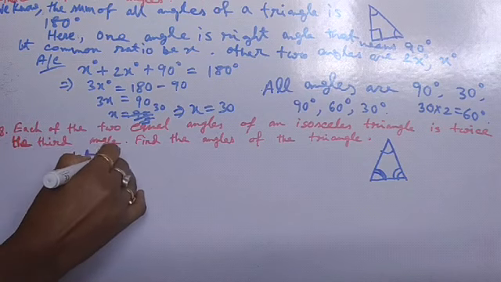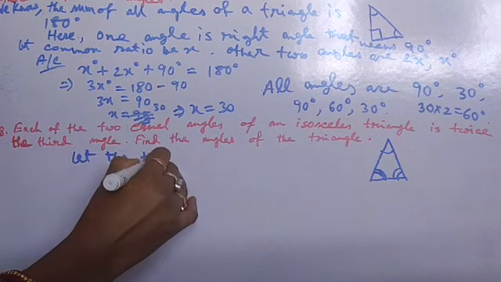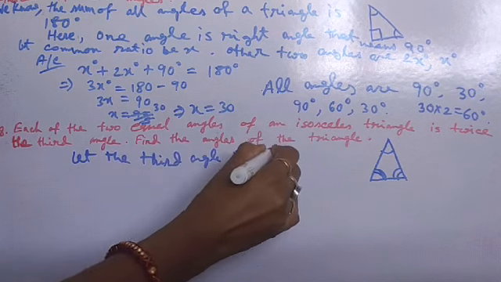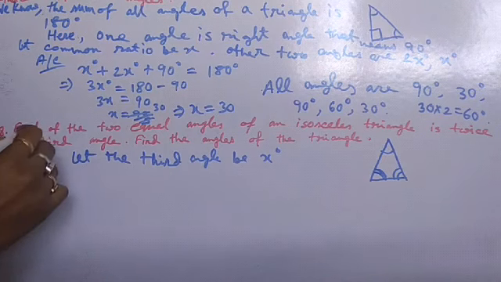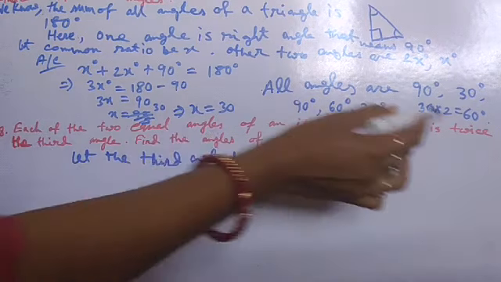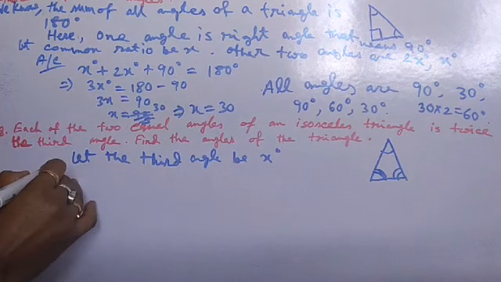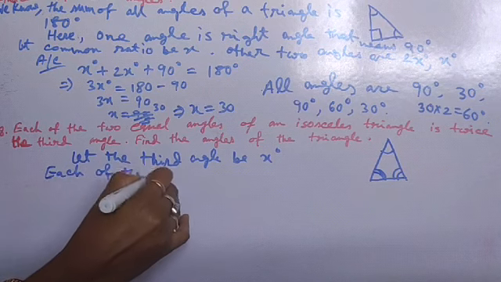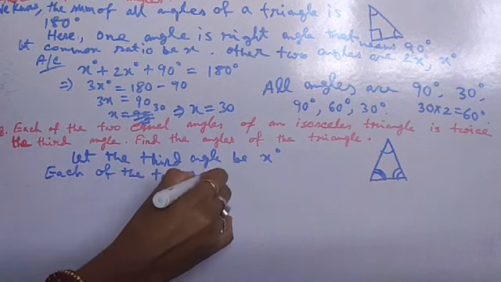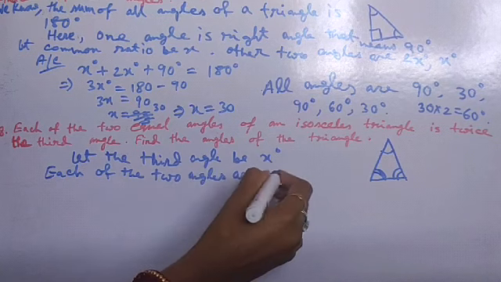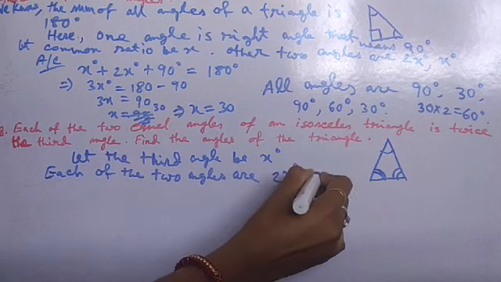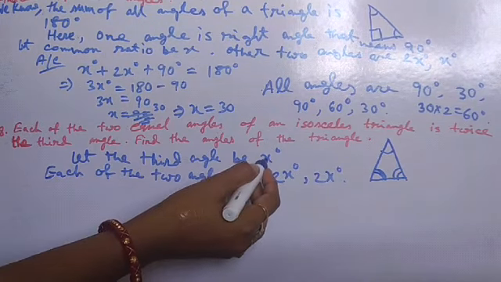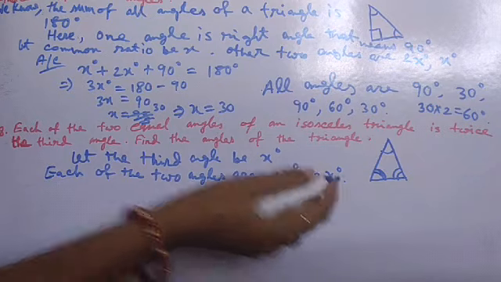So let the third angle be x degree. Then each of the two equal angles is twice the third angle. So each of the two angles are 2x degree and 2x degree, because these are twice the third angle. So third angle is x, so the other two angles are 2x and 2x.